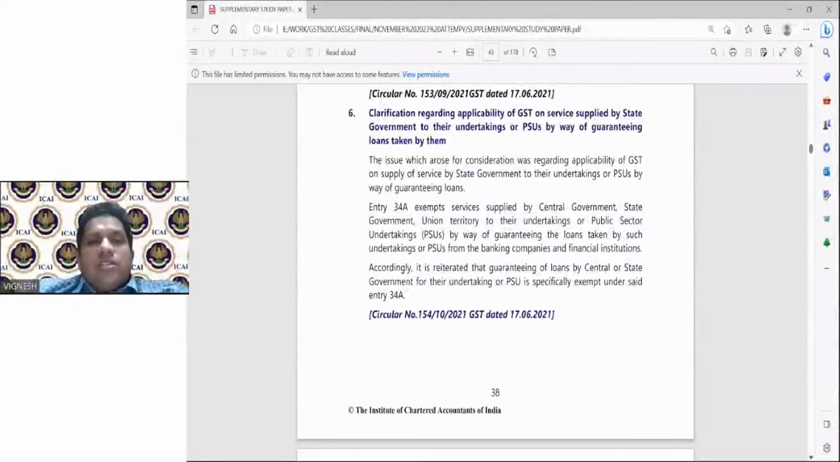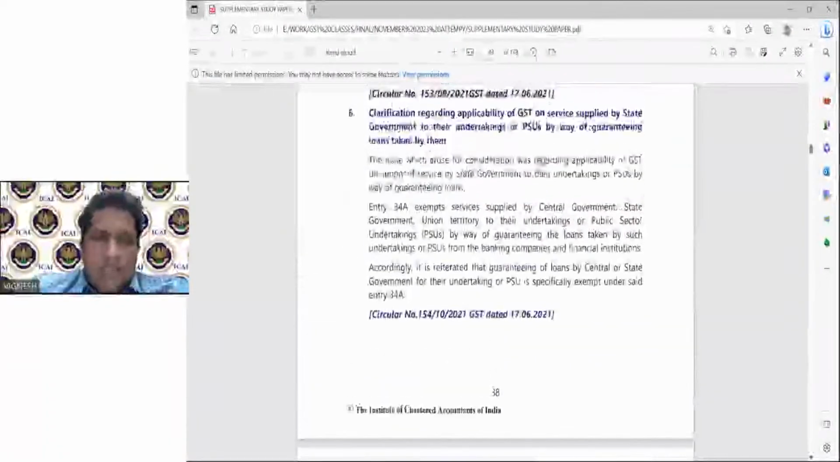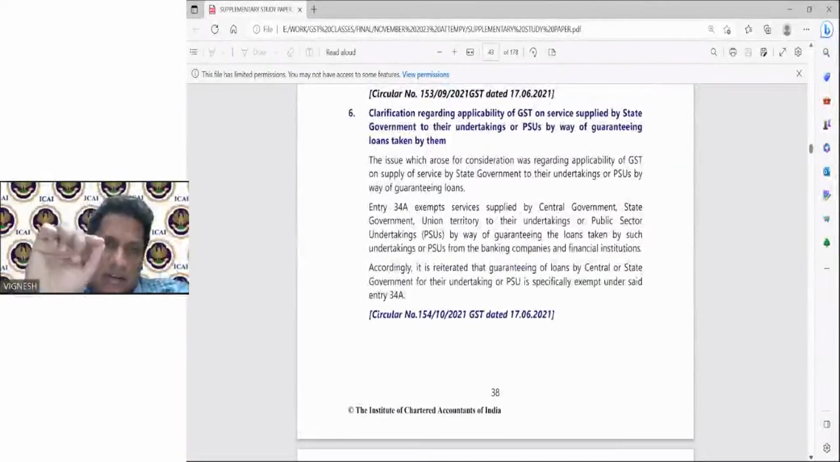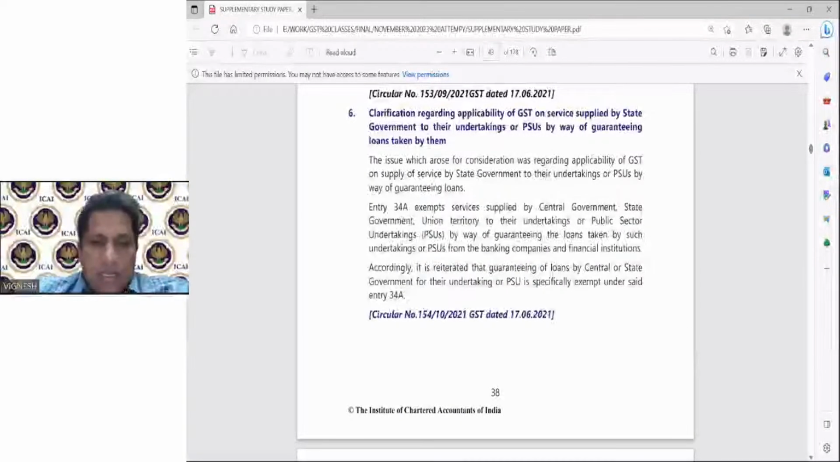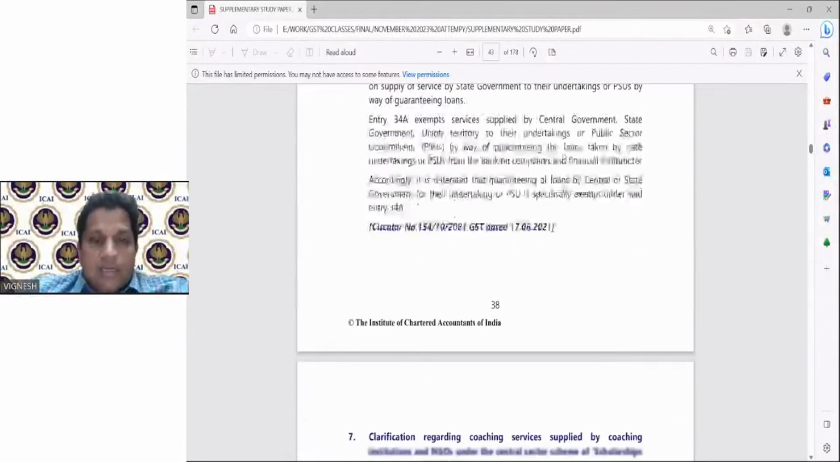Applicability of GST on service supplied by state government to their undertakings or PSUs by way of guaranteeing the loans taken by them. As we already discussed in our presentation, entry 34A gives the exemption to the services supplied by the central government, state government, union territory, etc., by way of guaranteeing the loans. So guaranteeing loans is crystal clear, it is exempt. The clarification also says it is applicable to both state government as well as central government. So the clarification is very clear that both the central and state government are covered.